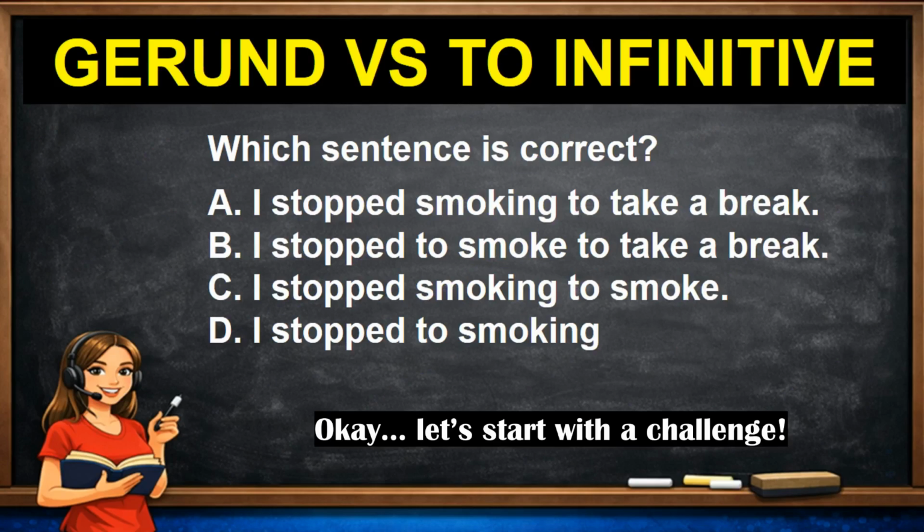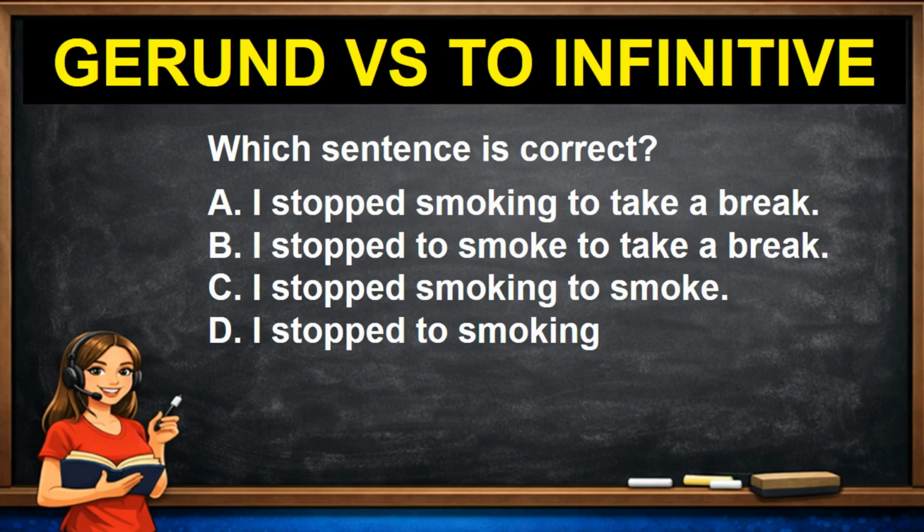Okay, let's start with a challenge. Which sentence is correct? A. I stopped smoking to take a break. B. I stopped to smoke to take a break. C. I stopped smoking to smoke. D. I stopped to smoking.